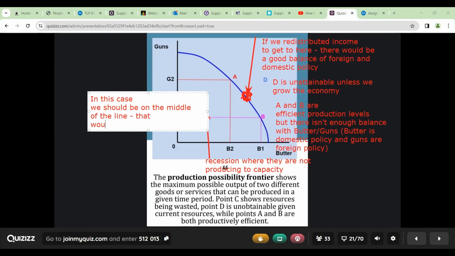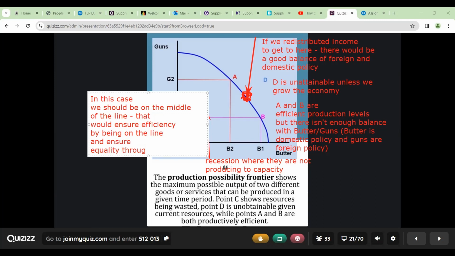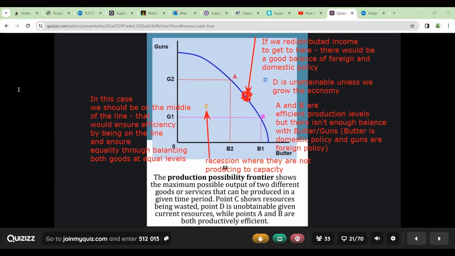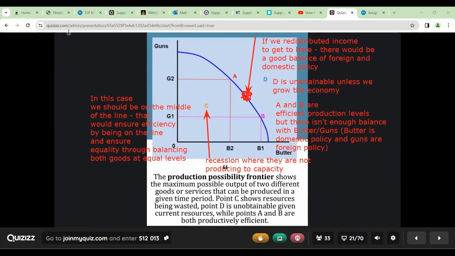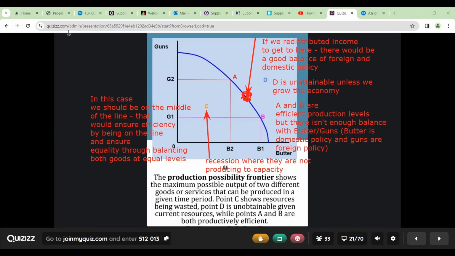So that would ensure efficiency by being on the line and ensure equality through balancing both goods at equal levels. So this is a good showing of how to get equality and also efficiency. So it's an important graph. It can really show that you need a balance between both products and also efficiency is very important too. So those are two things that are required.